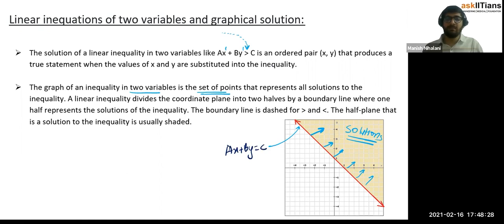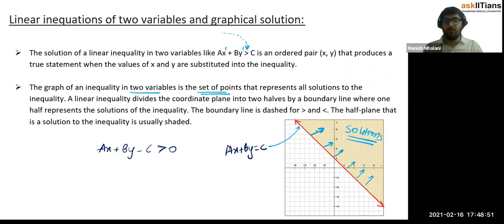Now it says ax plus by greater than c, so it means you have to move away from the origin in that case. If it had said less than c, you can clearly see that it would tell you ax plus by minus c greater than 0. So if the answers have to be positive, you have to move away from the origin. In that case, this is the shaded region.